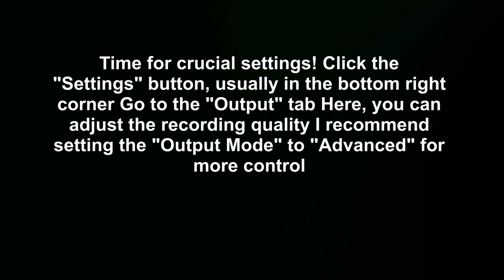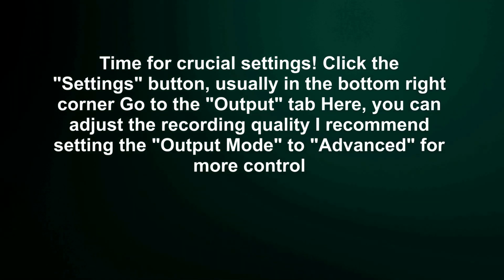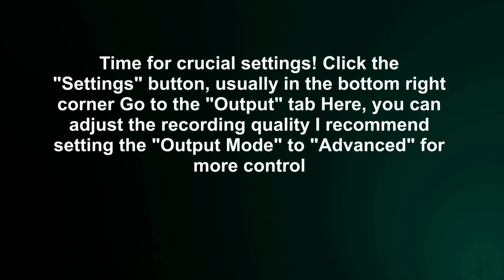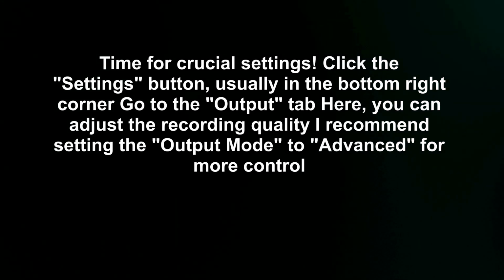Time for crucial settings. Click the Settings button, usually in the bottom right corner, and go to the Output tab. Here, you can adjust the recording quality. I recommend setting the output mode to Advanced for more control.